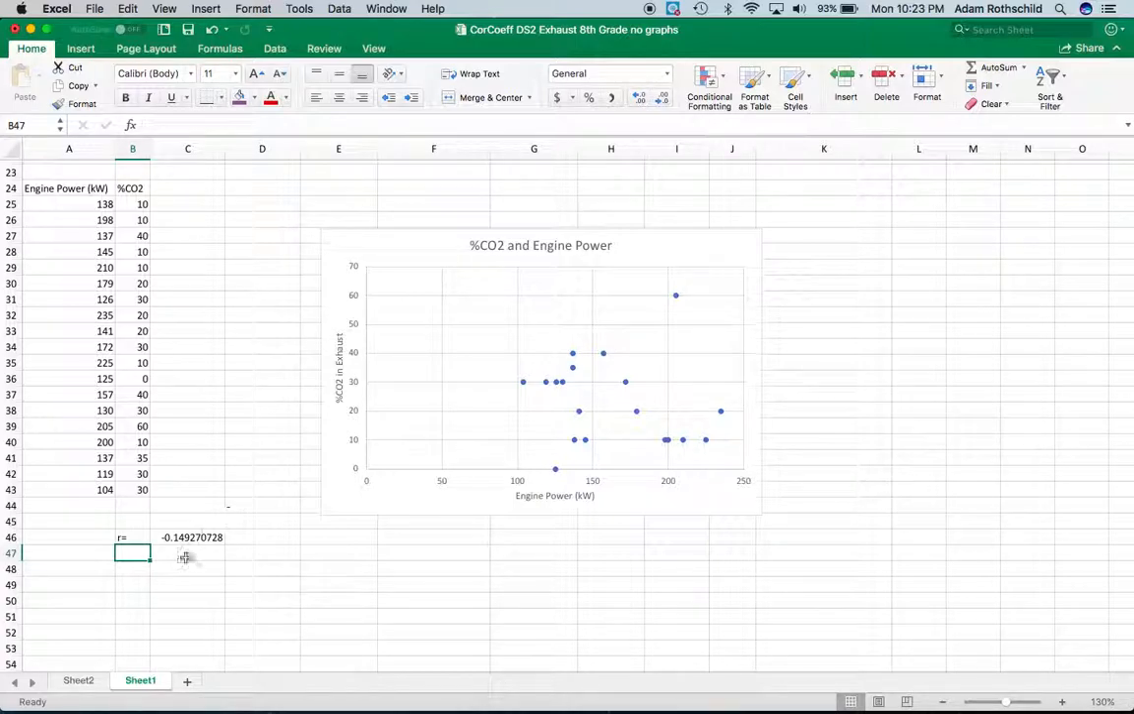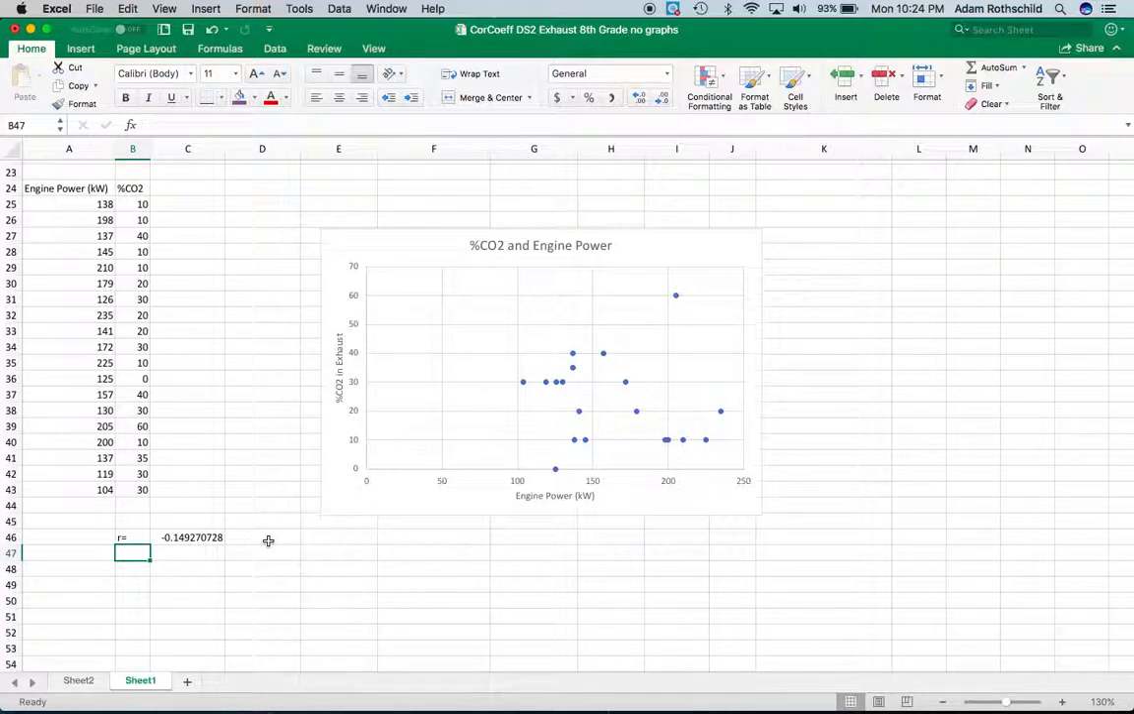It's nothing that looks like a line, and that's why our R value, our correlation coefficient, is negative, but relatively close to 0. It's at 0.149, which is actually pretty close to 0. It's certainly a lot closer to 0 than it is to negative 1. So the fact that R is close to 0 in this situation tells us that there is really very little correlation between these two variables.